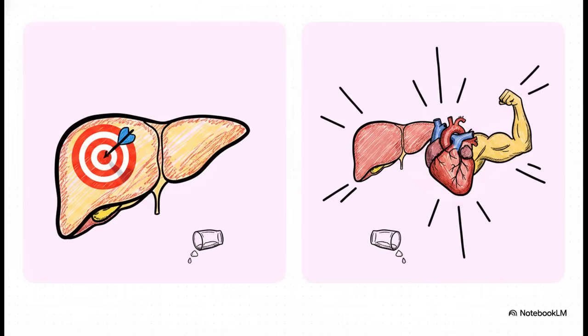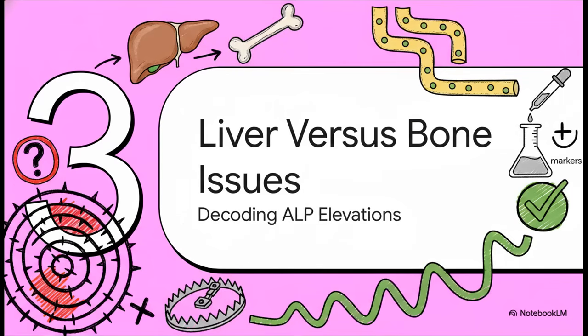And here is a fascinating little detail. The ratio between the two is incredibly revealing. If you see an AST to ALT ratio greater than 2, that strongly suggests you're looking at alcoholic liver disease. Section 3. Liver versus bone issues, decoding ALP elevations.